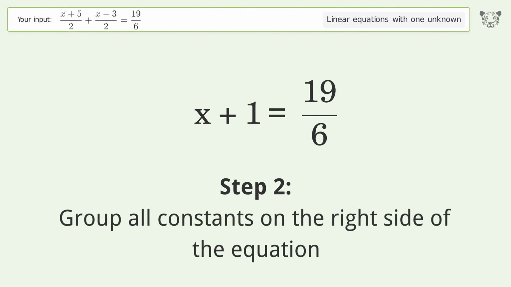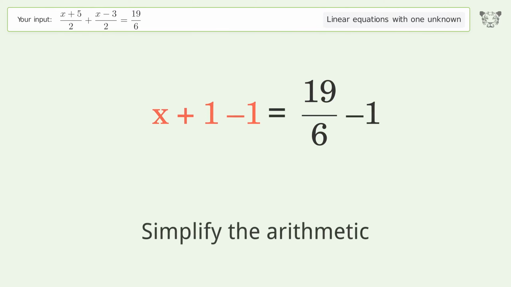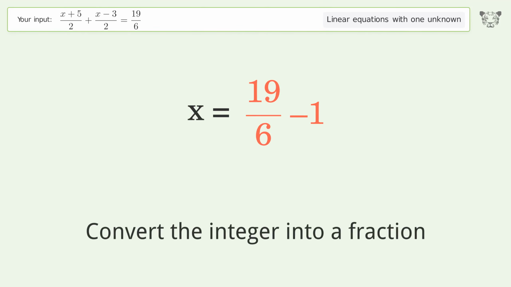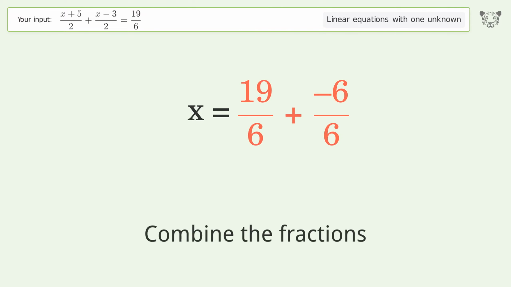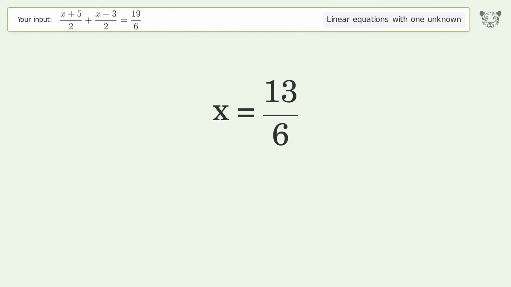Group all constants on the right side of the equation. Subtract 1 from both sides. Simplify the arithmetic. Convert the integer into a fraction. Combine the fractions. Combine the numerators. And so the final result is x equals 13 over 6.